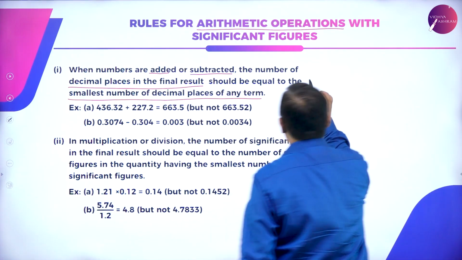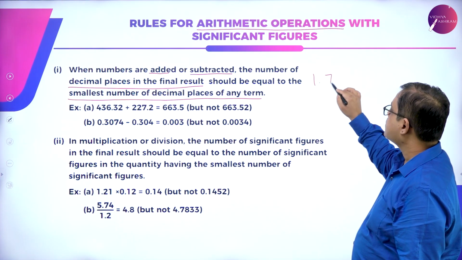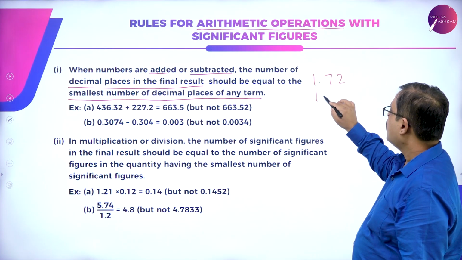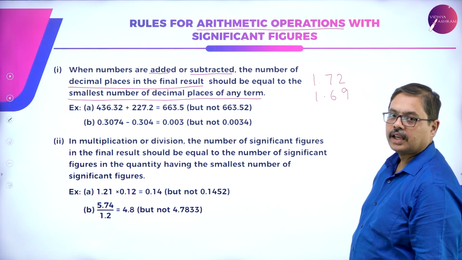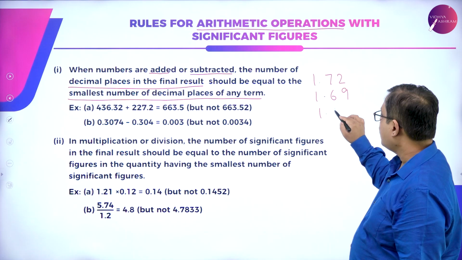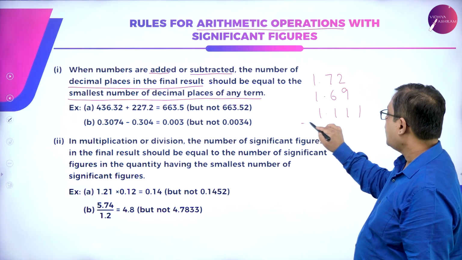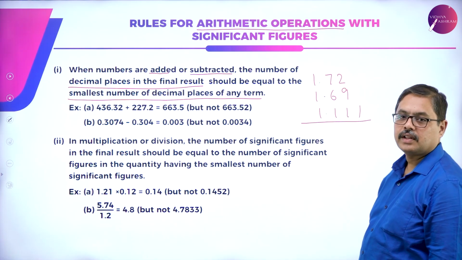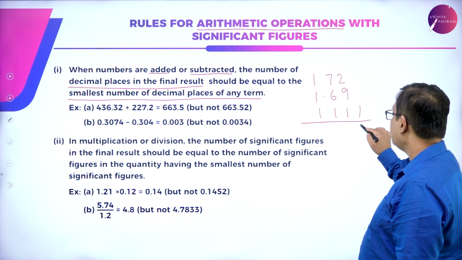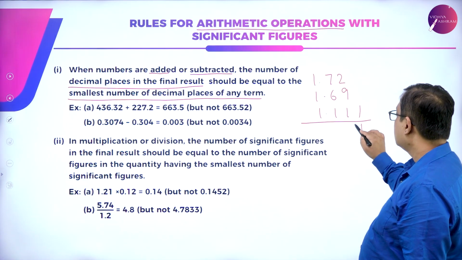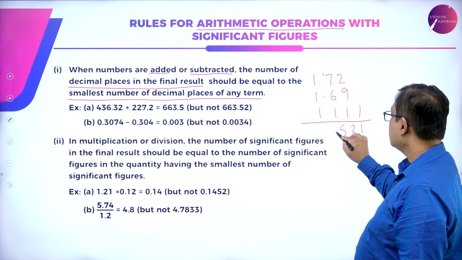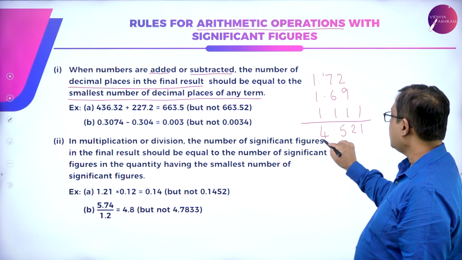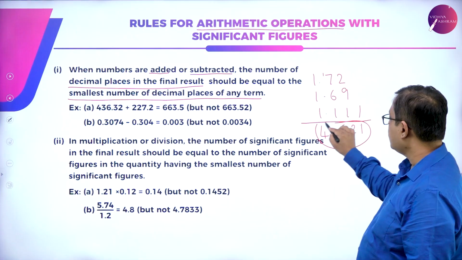Say for example, I have something like this, 1.72, 1.69, and then I have 1.111. I have to add these three numbers. I will obviously add it like this: 1, 12, 1 carried, 8 plus 6, 14, 15, 1 carried, 4. I'll get an answer like this, 4.521.